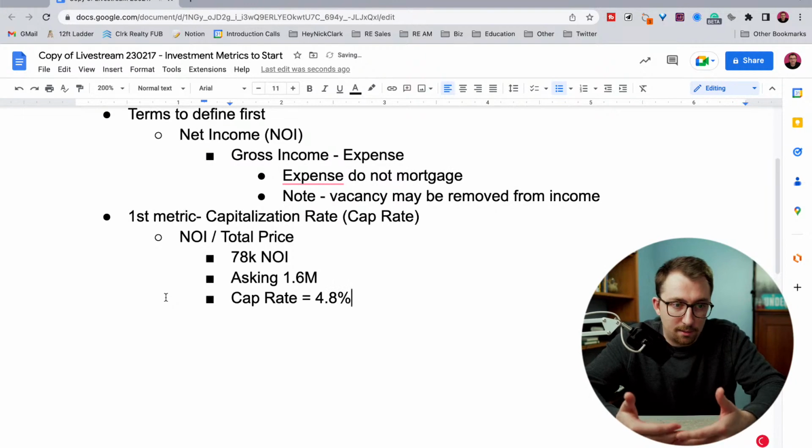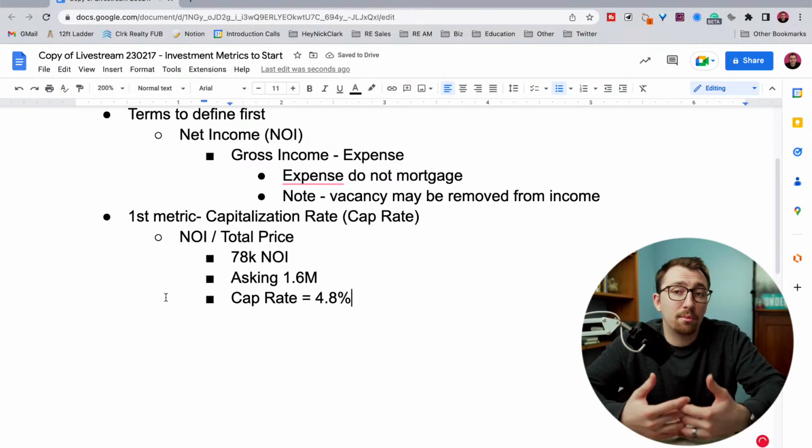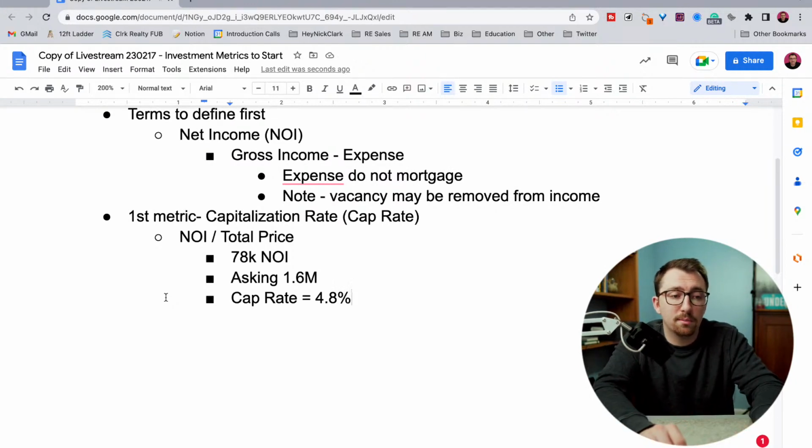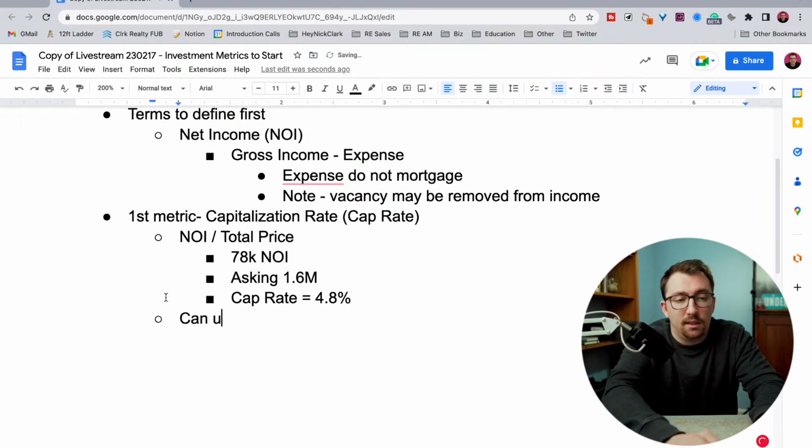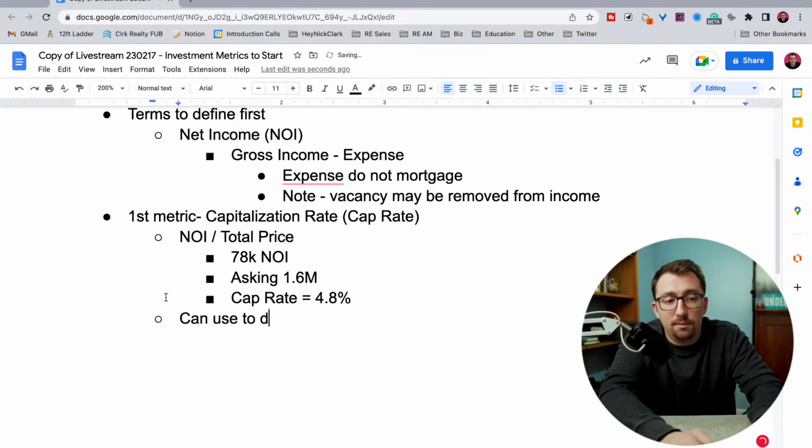So that's how you calculate cap rate. Again, cap rate is also good. You can use it on the flip side. You can use it to determine new value.